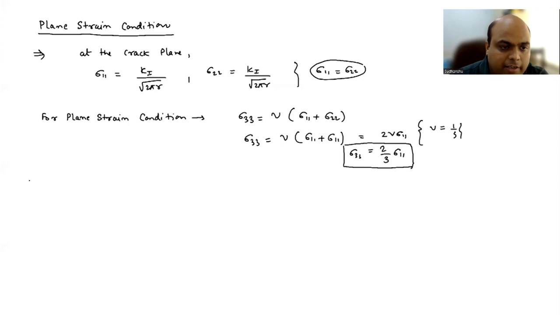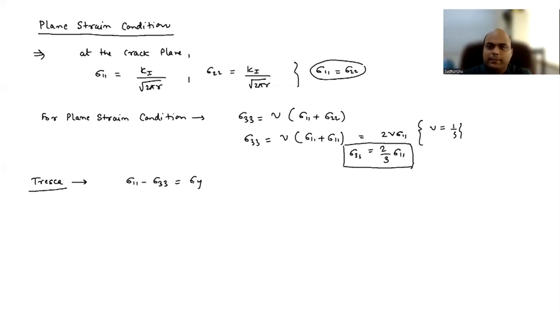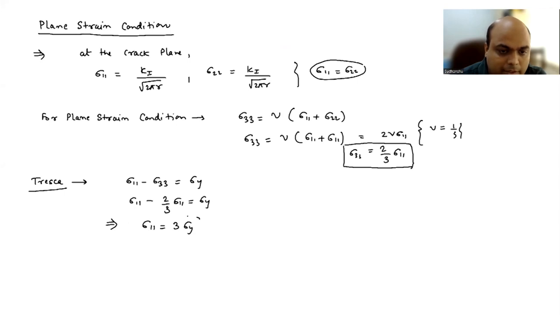Okay. Let's apply the Tresca criteria. Sigma 11 minus sigma 33 equal to sigma y. Now here we are taking sigma 33 instead of sigma 22, what we had been taking, because now we are saying that sigma 11 equal to sigma 22. So if sigma 11 is the maximum, sigma 22 is also higher than sigma 33. The minimum is sigma 33 now in this particular case. Again, there are some assumptions in this case, right? So we can write sigma 11 minus 2 by 3 sigma 11 equal to sigma y, or sigma 11 equal to 3 sigma y.